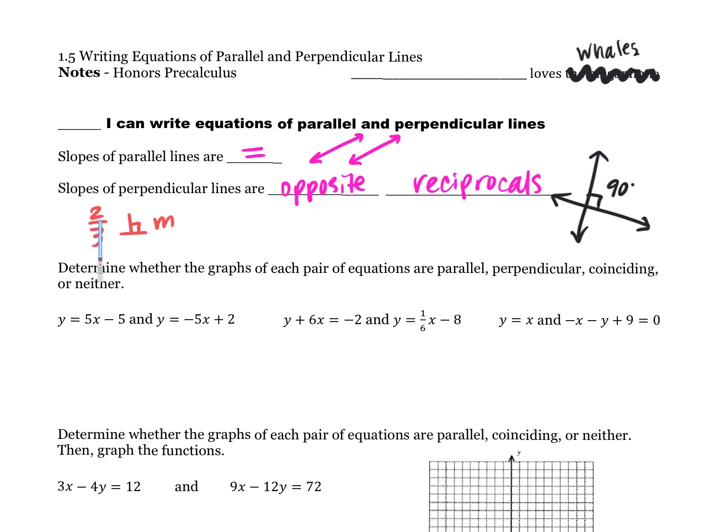What's opposite of 2/3? Just opposite. What's opposite? Negative. The opposite just means negate it. And then the reciprocal means flip it to 3/2. Good question. M is standing for slope. Yep, like y equals mx plus b. You know what I mean?